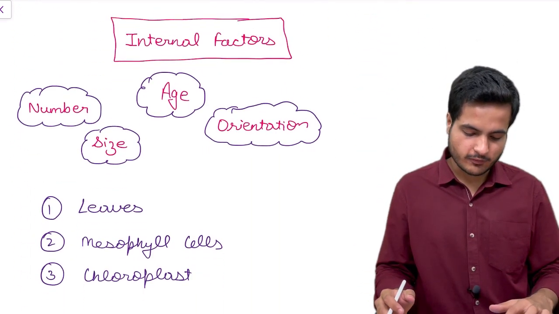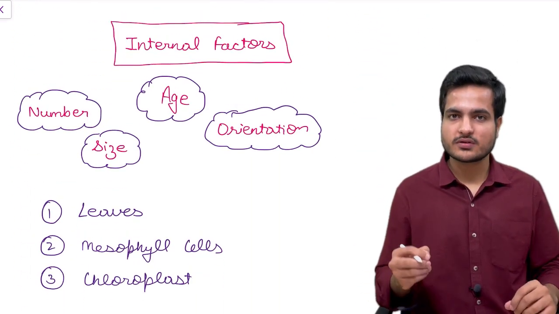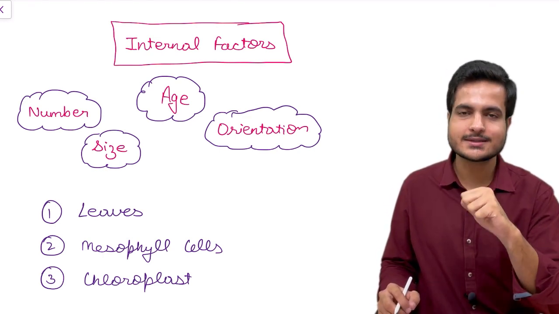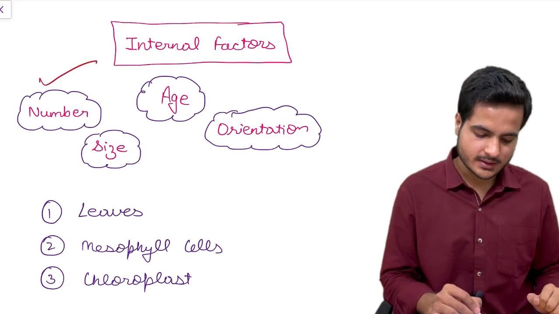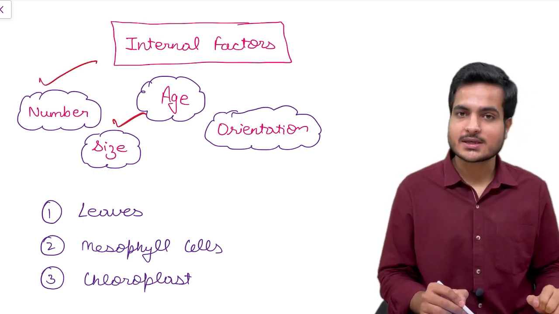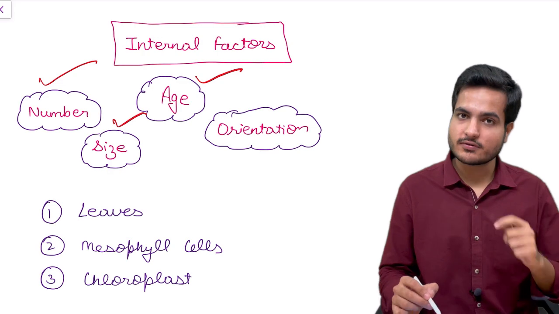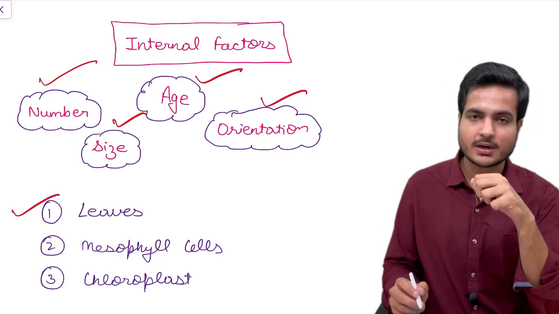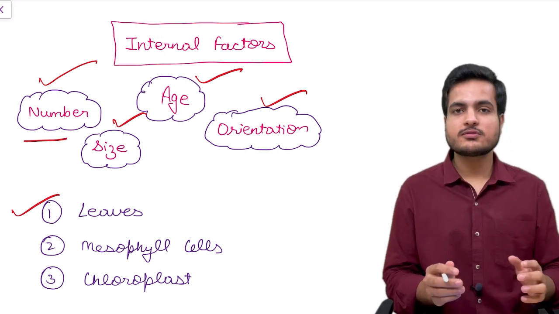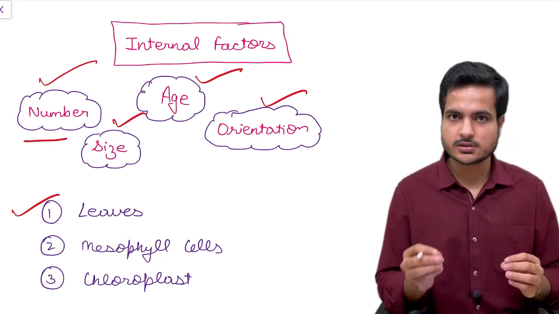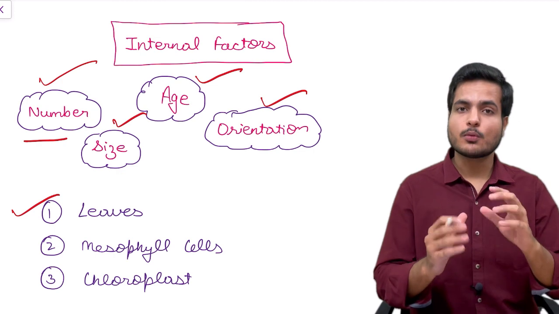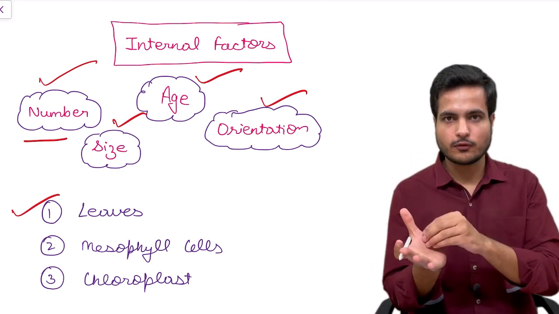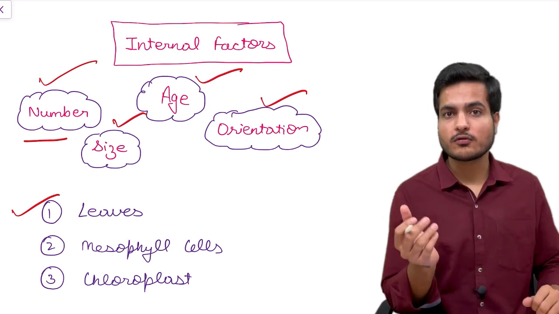Now the second group of factors are the internal factors of the plant. We have 4 major grounds on which we have to evaluate these internal factors. The first one is the number, the second one is the size of that factor, the third is the age of that factor, and the fourth is the orientation of that factor. For example, if we talk about leaves, the more the number of leaves, the more will be the rate of photosynthesis of that plant. Similarly, the more the size of that leaf, the more surface area would be available for sunlight to fall, and therefore the more will be the rate of photosynthesis.